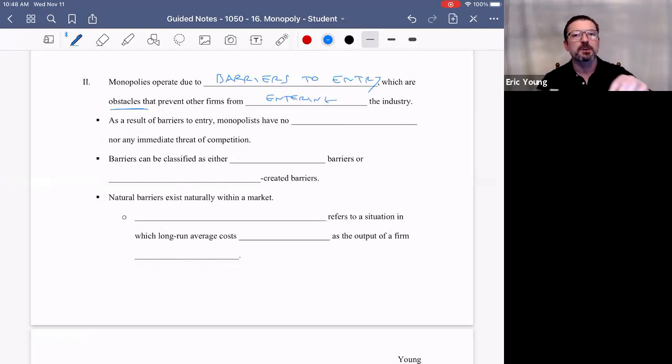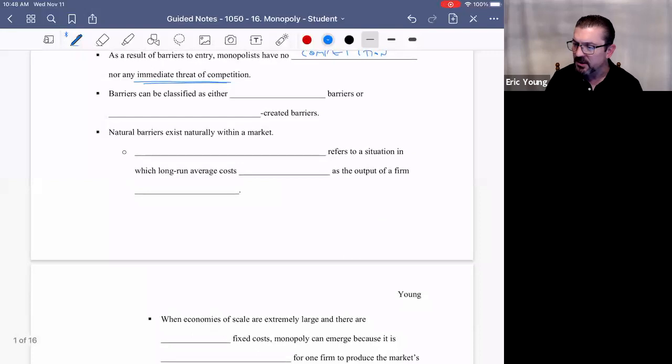You can think of it like a series of moats, right? That prevent profit-seeking firms from coming in. They just can't do it. They're blocked out. The barriers are too high. Okay. As a result of these barriers, it's important to understand that monopolists really face no competition. And as an extension, they really don't face the immediate threat of competition. Okay, so it's a totally different structure.